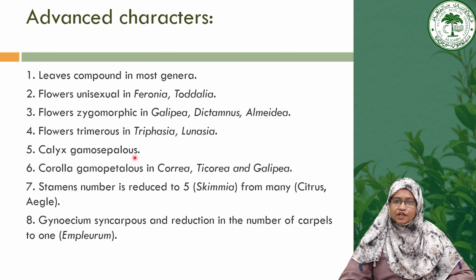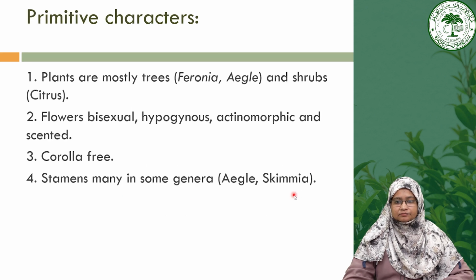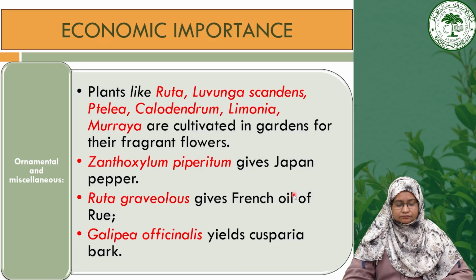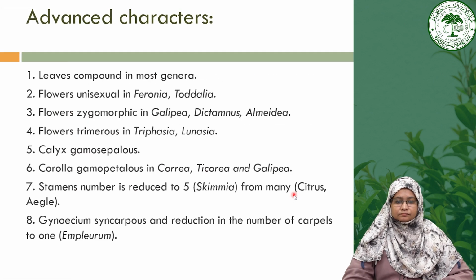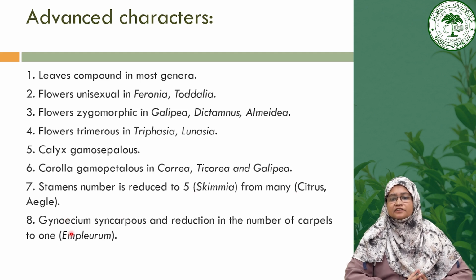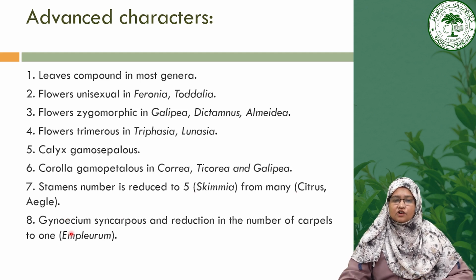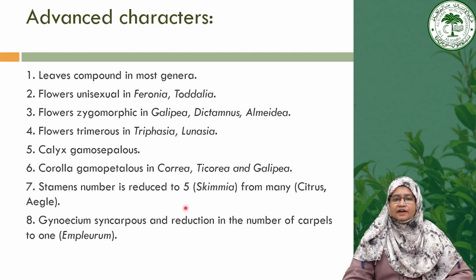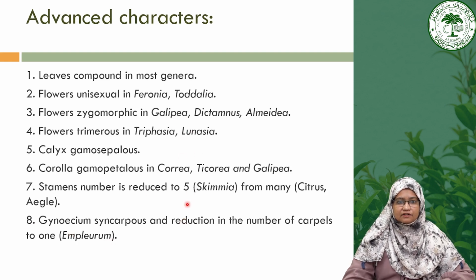And the calyx is gamosepalous. Corolla is also gamopetalous in case of Correa, Ticorea and Galipea. Then the stamen number is reduced to 5 in case of Ichemia from many, as in case of Citrus and Aegle. Now the gynoecium is syncarpous, and there is reduction in the number of carpels to 1 as in case of Empleurum. So these are some advanced characteristics present in this particular family.